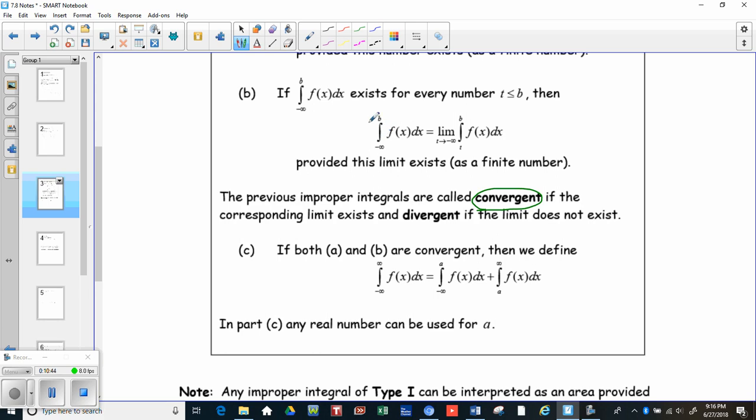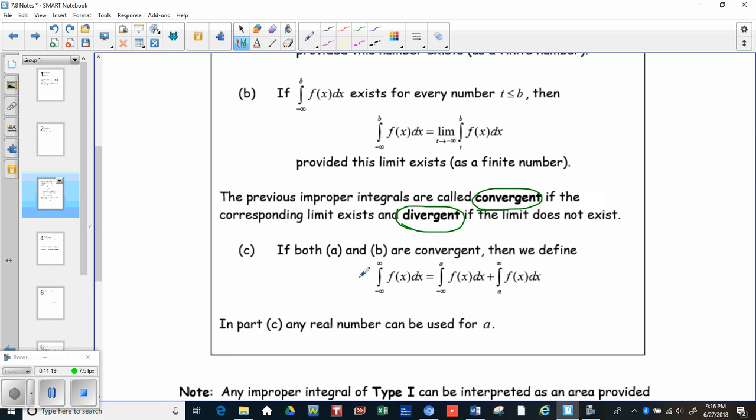If the infinite integral here exists, if you get a finite value out of this, then it's what is called convergent. However, if you get something which does not exist, or you get infinity, which still technically means the limit doesn't exist, then it is called divergent. That is an extremely important concept. Convergent means that the integral actually gives you a finite value. Divergent means that it doesn't exist or goes to infinity.